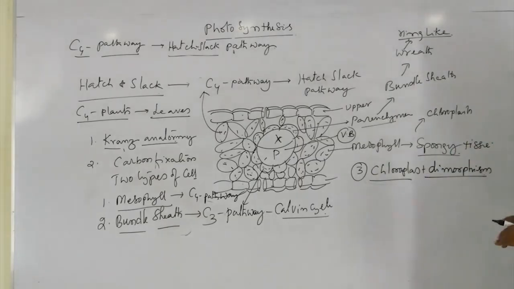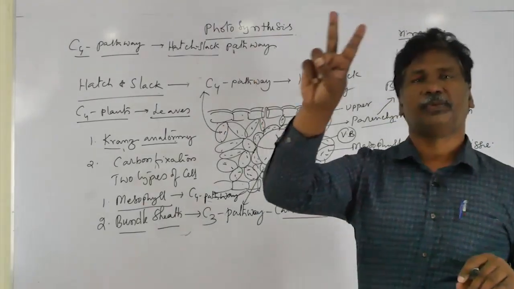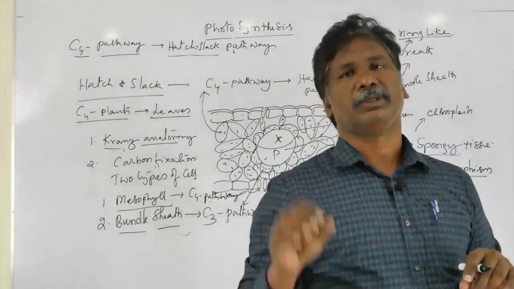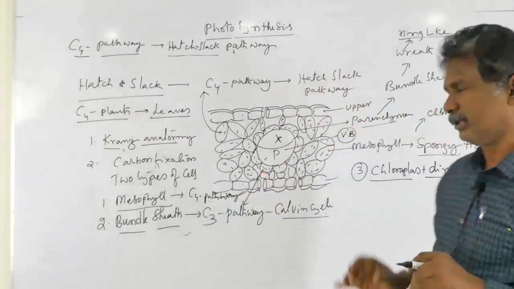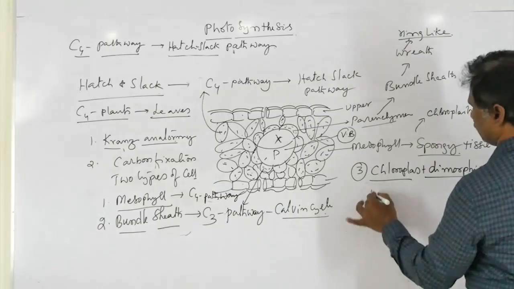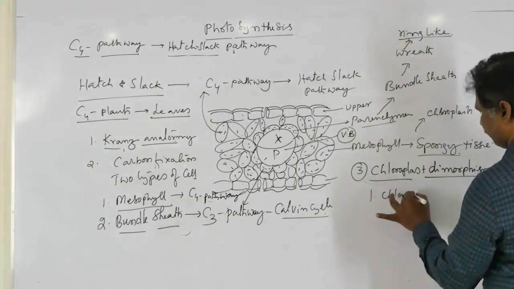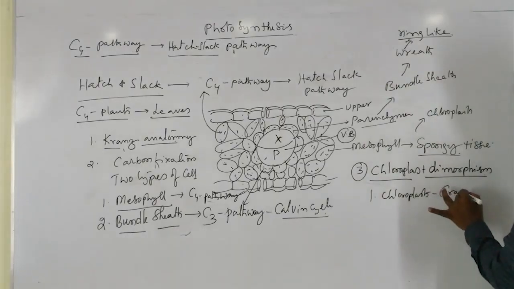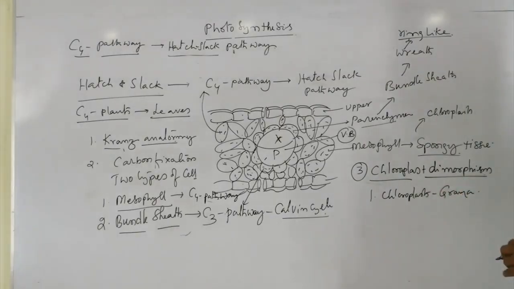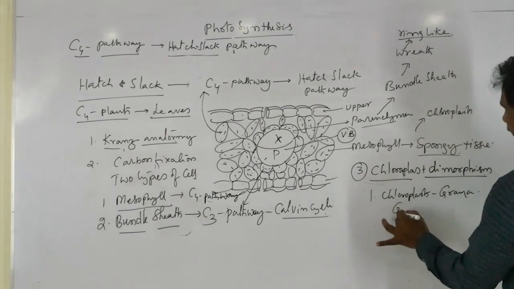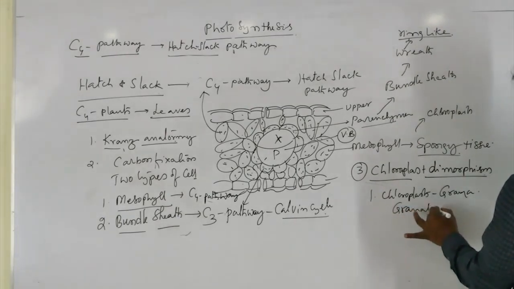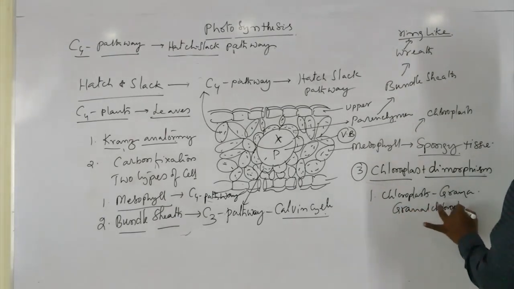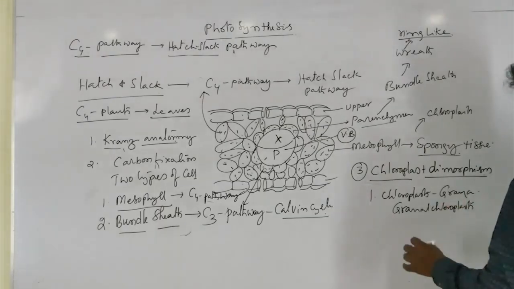Chloroplast dimorphism means the presence of two types of chloroplasts within C4 plants. So what are those two types of chloroplasts? Some chloroplasts contain grana. Those are called granule chloroplasts.